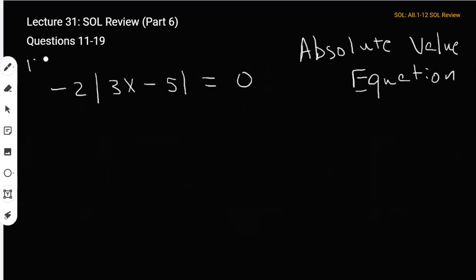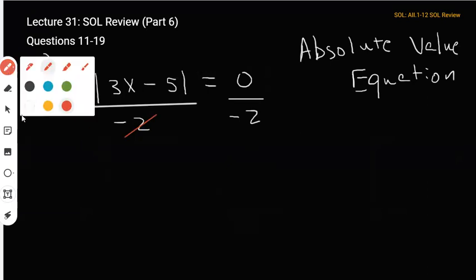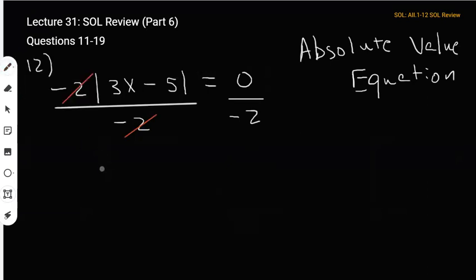And to do that, I need to get the absolute value by itself first. So to get rid of this -2, since it's being multiplied by this, I need to divide. When you divide, make sure you do it on both sides, so that the -2's will cancel out on the left side. So then I'm only left with 3x minus 5 is equal to 0 divided by -2. I think that's going to be 0.